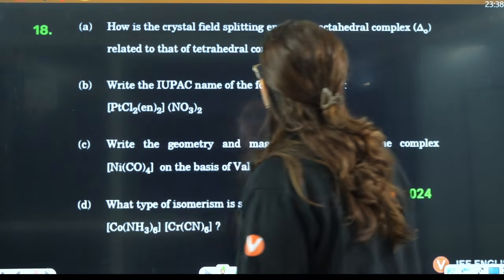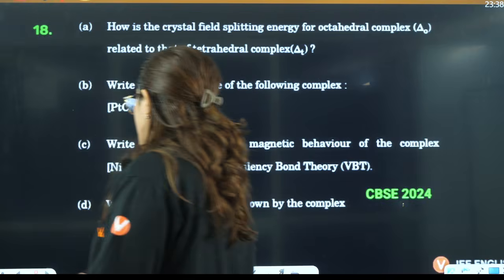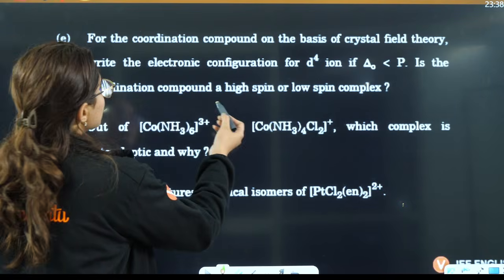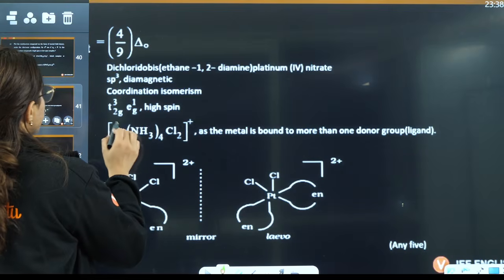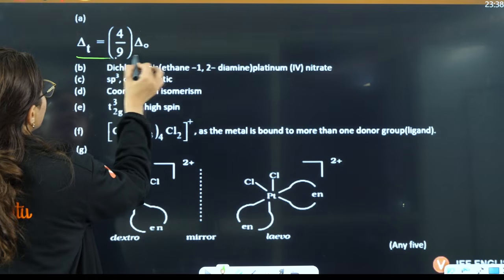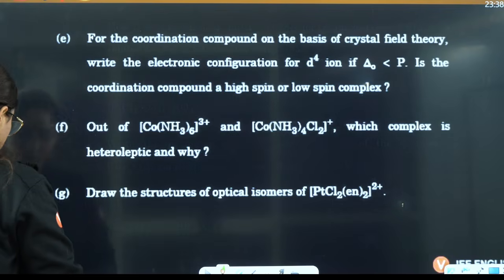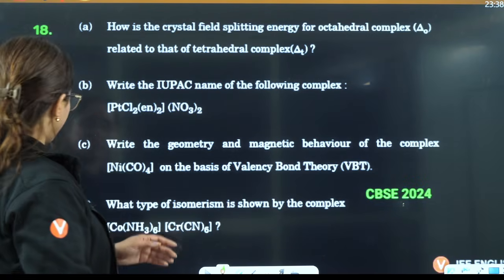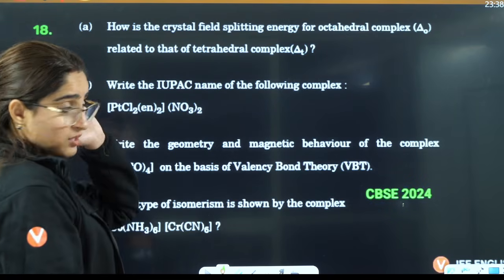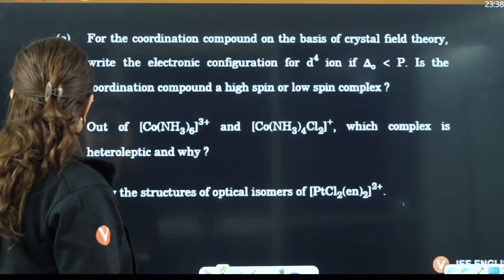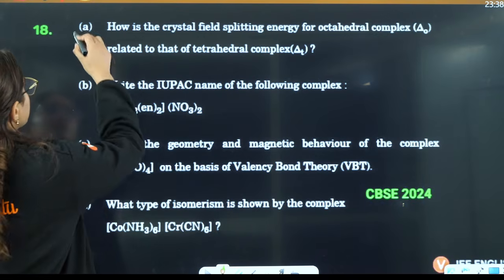How is the CFT crystal field splitting of octahedral related to tetrahedral? You can directly define delta T is equal to 4 by 9 of delta O, that is the direct relation. As you can see, there are how many parts? 4 here, 5, 6, 7 parts are there. So just write it in one word, they will give you marks for that.